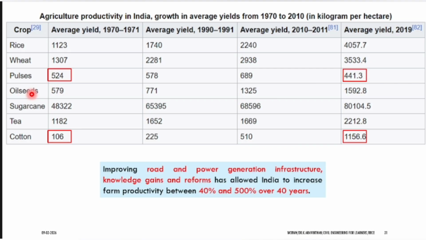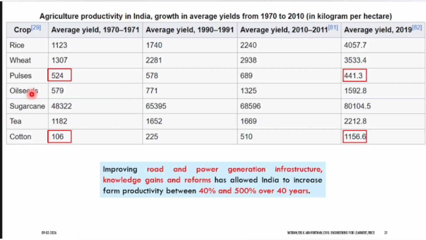In 1970 you see we had an average yield of around 1123, but in 2019 how much has it increased in India? 4 times. Agriculture is not depleting in India. We are reaping 4 times more rice. Then the next crop, wheat, you see 1307. In the 2019 statistics, it has increased more than 3 times.